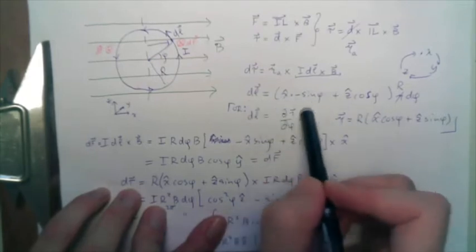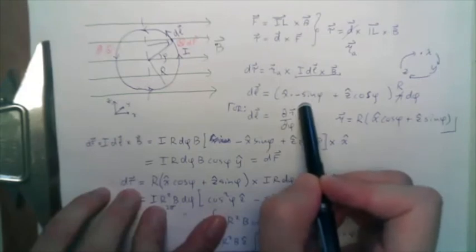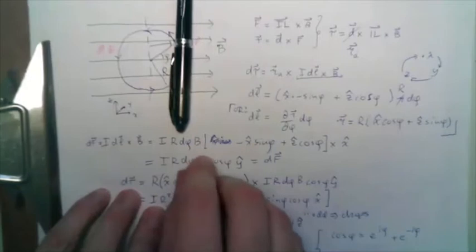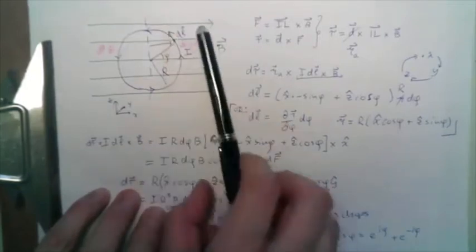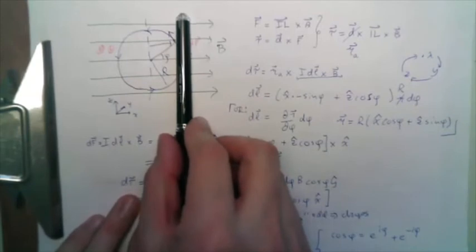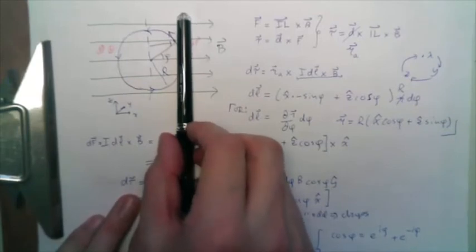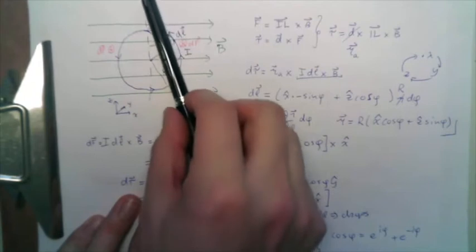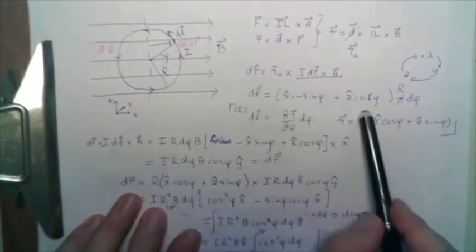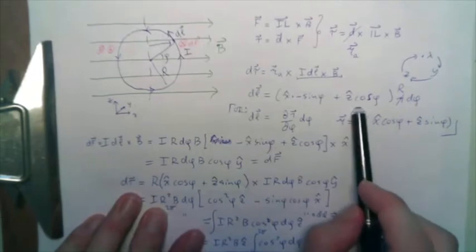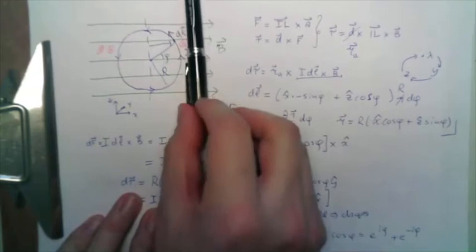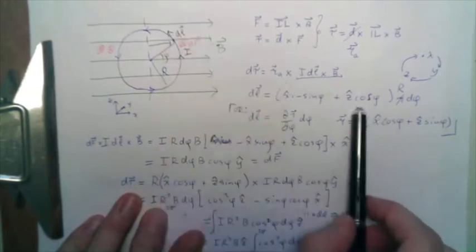My x component in this case has to go with the sine phi, because it starts off pointing straight up if phi is the angle with the x-axis. And it has to go with minus sine phi, because when phi goes up from the point where it starts, it's pointing to the left. So the x component starts off negative, and the z component starts off pointing straight up, and that is a cosine phi.